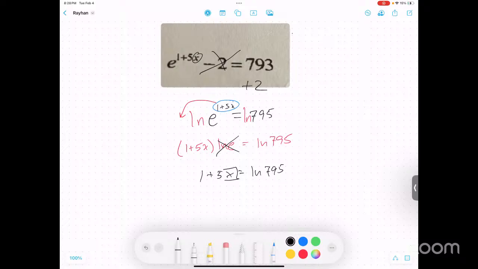Remember, I'm trying to get x by itself. So what do I get rid of first? You subtract 1. Good. So subtract 1. Now I can't subtract that from what's inside there. I've got to subtract it on the outside, right? Yeah. So just to be clear, I'm going to do it like that.